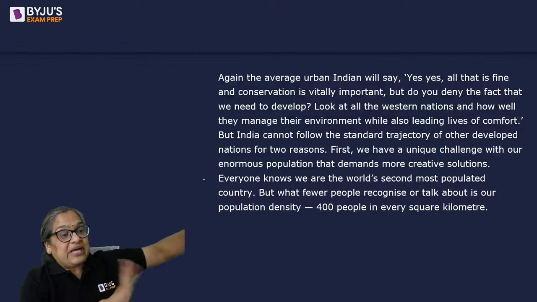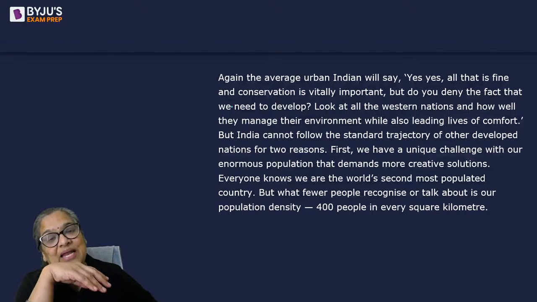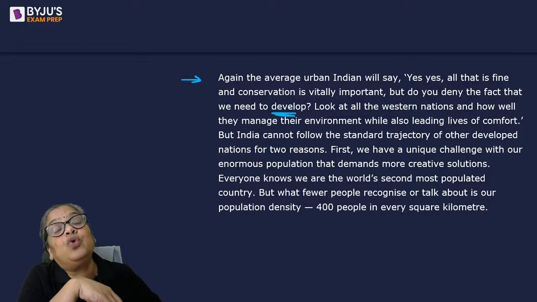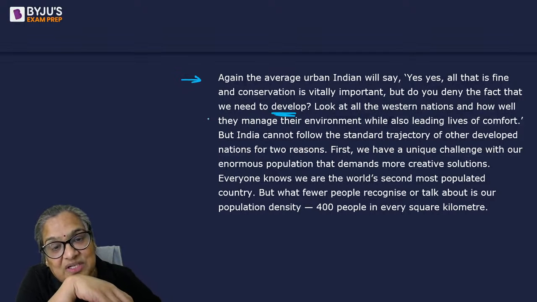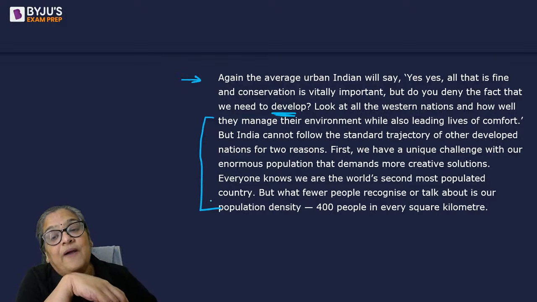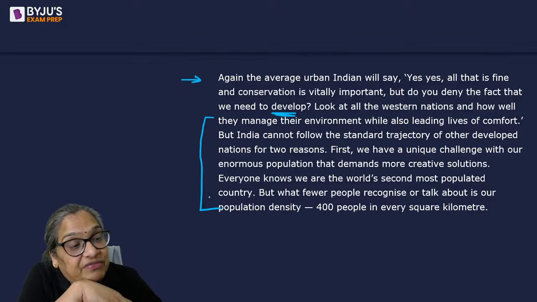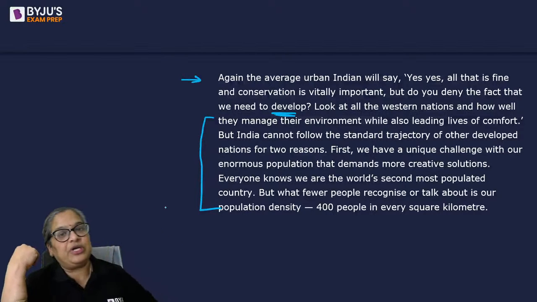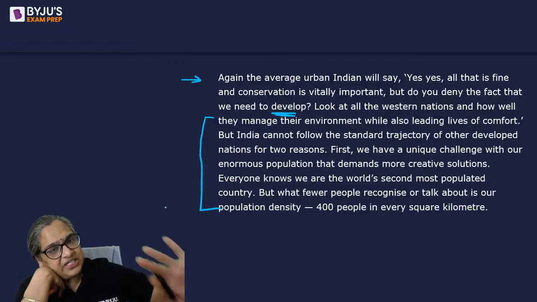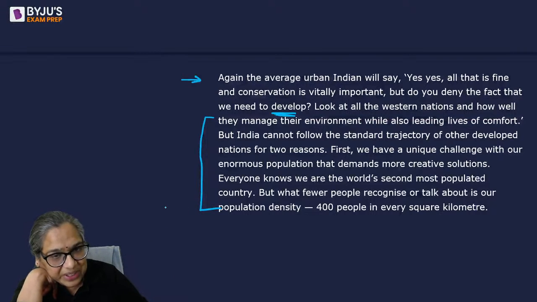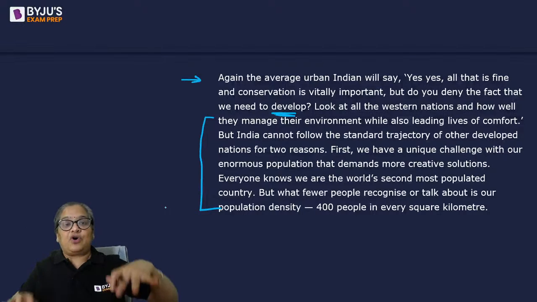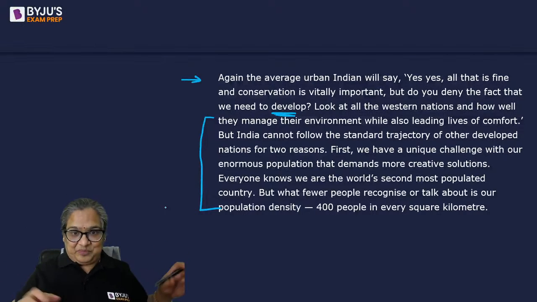So now, those are points for the environment. Again, he says, if you're an urban Indian, you'll say, yes, but we need to develop. You can't do without development. And here the author gives a fantastic argument for the kind of development. So he has given two examples. One is bees, one is vultures. The Hindu editorial. So that would be the example that we would give on the importance of maintaining the ecosystem.